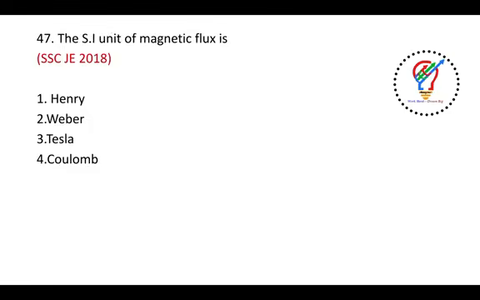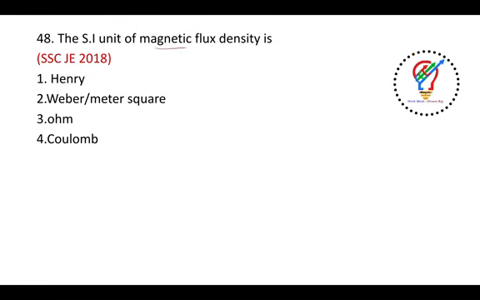Next one, the SI unit of magnetic flux. So flux is nothing but Weber. We can also call it 10 power 8 lines of force. This was asked in SSC JE 2018. Next one, the SI unit of magnetic flux density. Magnetic flux density B is nothing but phi by A. Phi is Webers, and area is meter square. So the answer will be Webers per meter square.